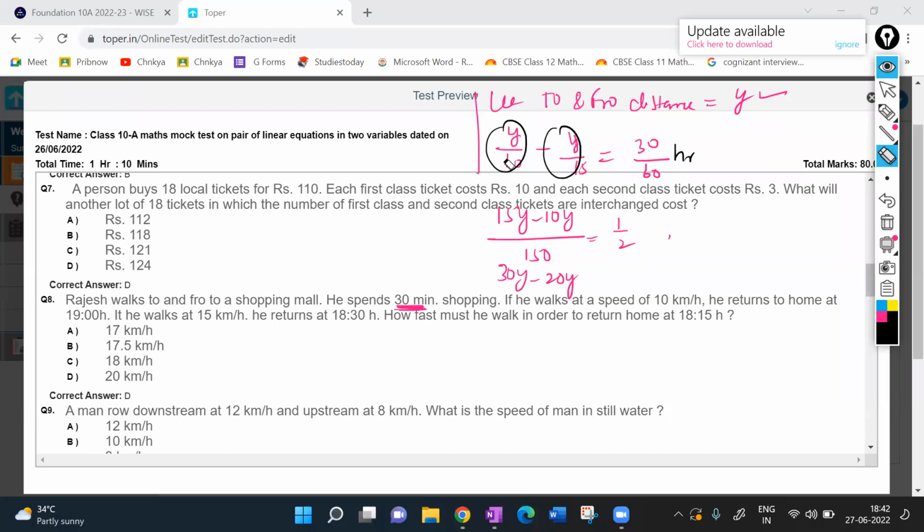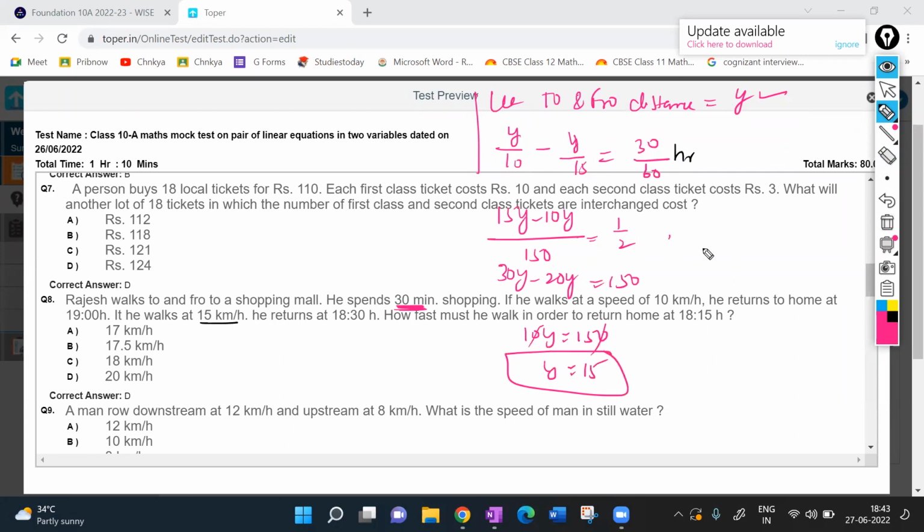What has he given, beta? He has given 15 km per hour. I'm writing this in terms of hours. He has given this in terms of minutes. I'm converting it into hours. How? By dividing by 60. Understood? Yes, sir. So 30y minus 10 is equal to 150. So 10y is equal to 150. Y value is 15. Correct? Y value is 15.